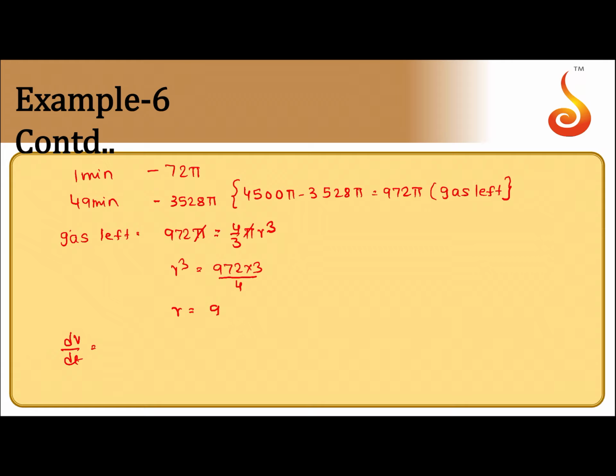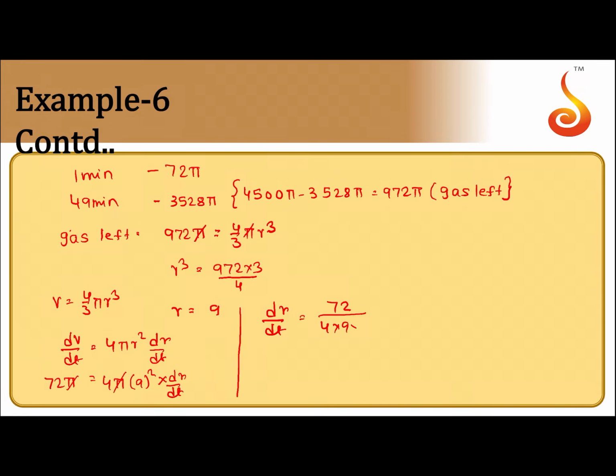Now, dv by dt: as we know, v equals 4 by 3 pi r cube. So, dv by dt will give you 4 pi r square dr by dt. Now, 4 pi, and what's the value of r given? r is given as 9 square into dr by dt. And dv by dt is already given as 72 pi. So, pi and pi will cancel. We get dr by dt as 72 by 4 into 9 into 9.